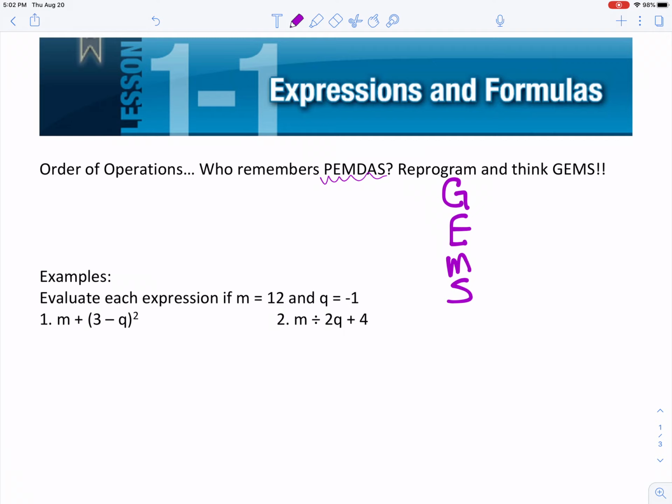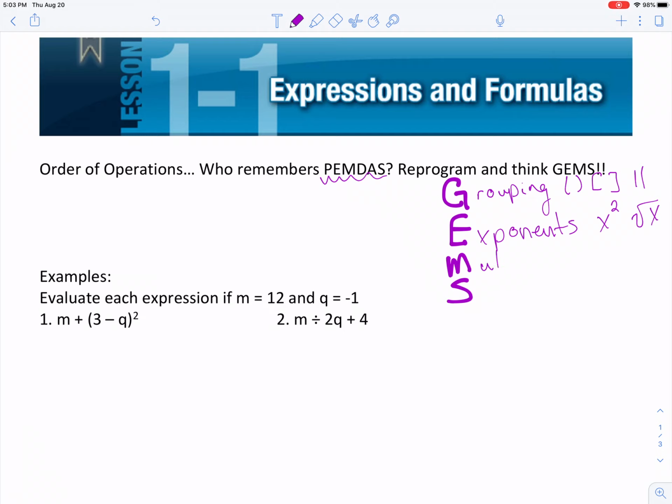So the G stands for groupings. A grouping is going to be anything like parentheses, maybe some brackets, absolute value bars, anything like that. E stands for exponents. Okay, so like x squared. By the way, did you know that a radical sign also is included in that? I think that's Chapter 7 when we get to talk about that, but those square roots are going to fall into that as well.